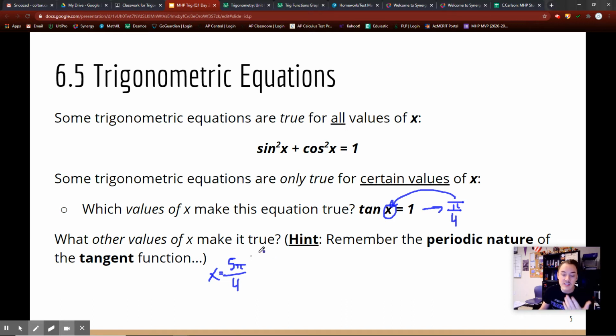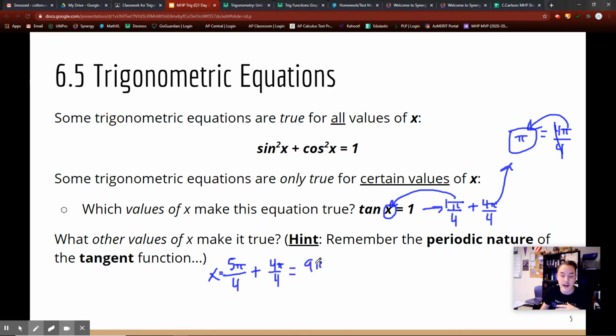But think about what I just did here. What I added was 4 pi over 4. Now I know 4 pi over 4 is pi, right? Because I just divide by 4. So I'm just re-saying, pi is the same thing as 4 pi over 4, because if I divide by the 4, I get pi, correct? So I can add the periodic nature of tangent, which is pi. And so 1 plus 4 gives me 5 pi over 4. So if I do this again, watch. If I do this again, I get 9 pi over 4.